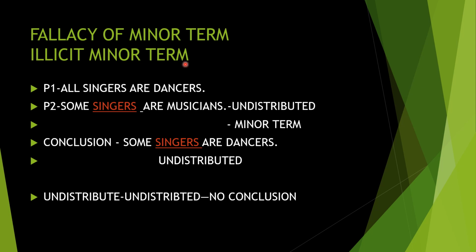So I think now you are clear: illicit major term means the major term is undistributed in the premise and then distributed in the conclusion. The minor term fallacy works the same way for the minor term. Understood? I think you are clear about it. If you have doubts, you can ask in the comment box. And then you first study the laws.